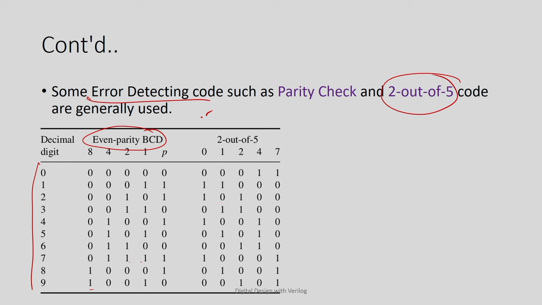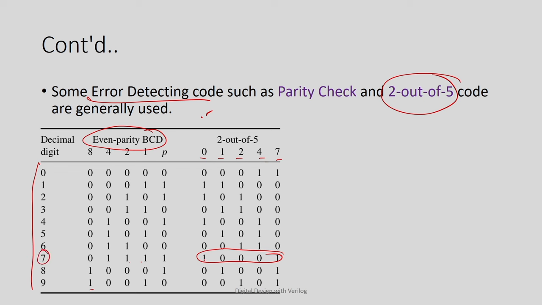Here it is kind of a weighted code. How do I assign these values is like this. I just put a weight here: 0, 1, 2, 4 and 7. And now you can see that if you take any encoding and just sum these weights, you will get the corresponding digits.